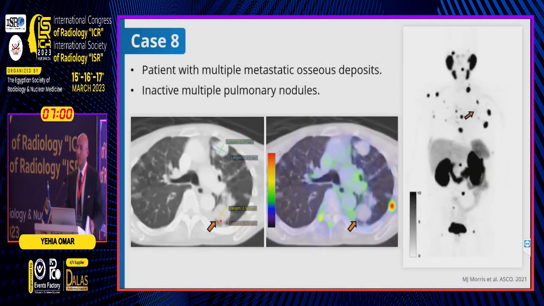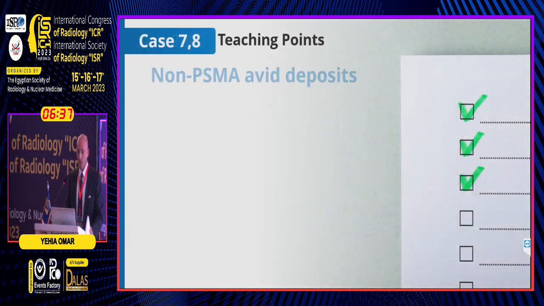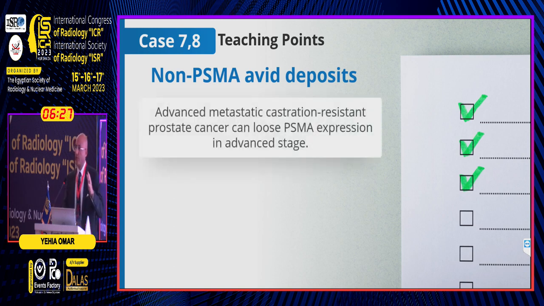Another case with the same teaching point. Patient has multiple metastatic osseous deposits. However, he has multiple large inactive pulmonary nodules. So how are we going to report these pulmonary nodules? Again, metastasis or not? So the teaching point here is that these are non-PSMA avid deposits. And usually this happens in the late stage of patients after several lines of treatment. The patient becomes hormone resistant and the cancer cells lose the PSMA receptors. So they do not show uptake on the PSMA-PET.